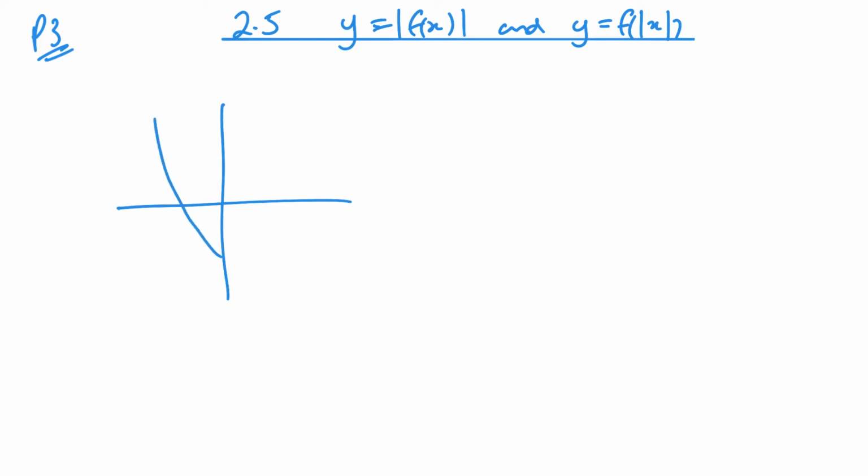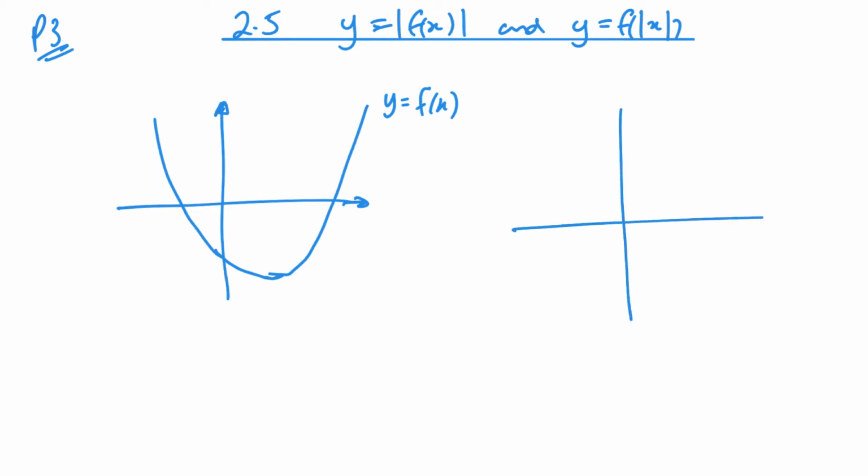So if I have an x squared graph, not the best one, and this is my y equals f of x. Now, if I want to look at what happens with, say, f of x inside the modulus, that means I can't have any negative values of y, because everything on the right hand side here is inside a modulus sign. So there can't be any negative values of y.